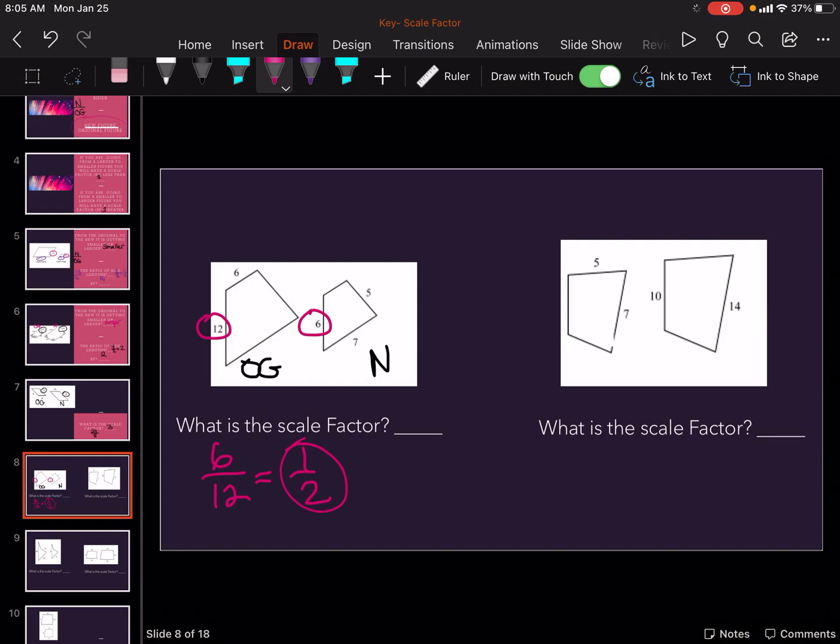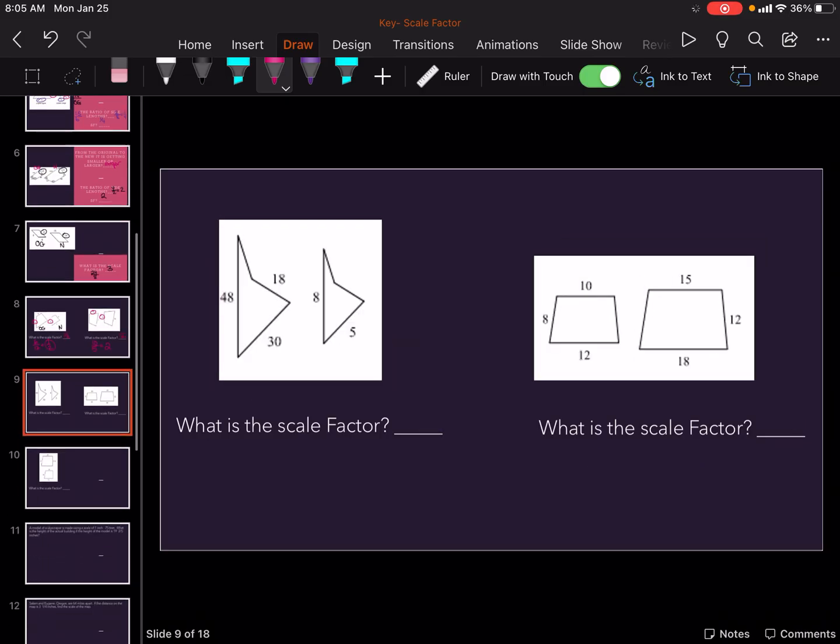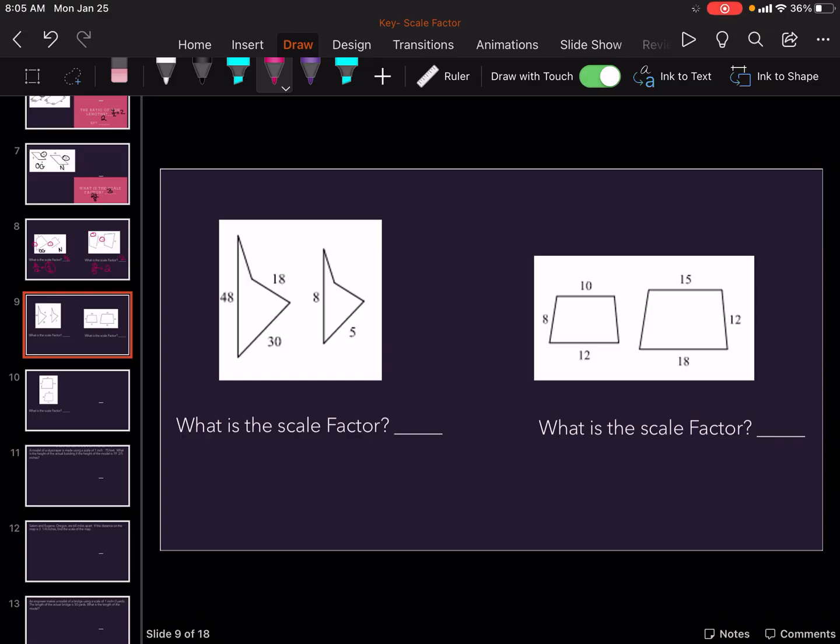Okay, so let's look here. We're getting bigger, so it'll be 10 over 5. Again, if the picture doesn't look perfect, just go with the numbers. You could have done 14 over 7, that would have been fine too. So our scale factor is 2. Remember, new over original. Go ahead and try these next couple and go back to check the key.